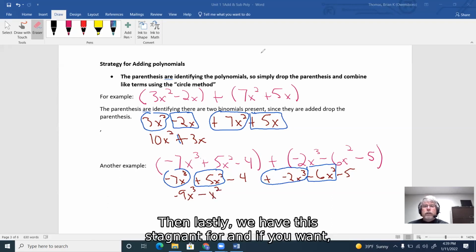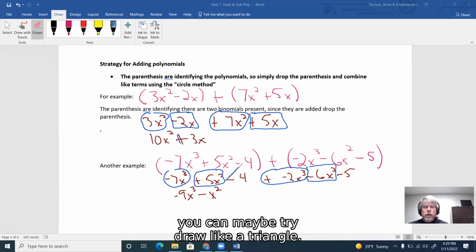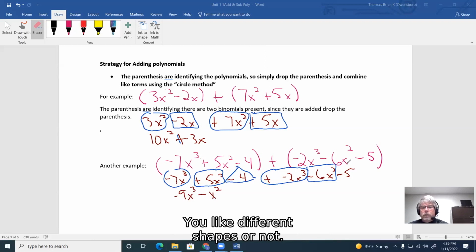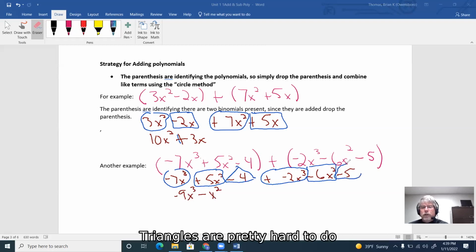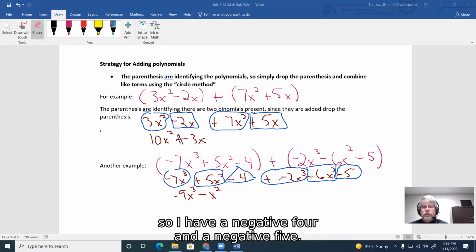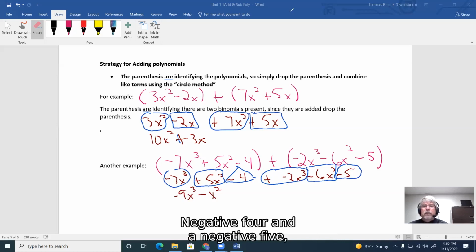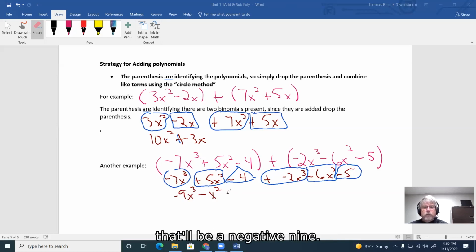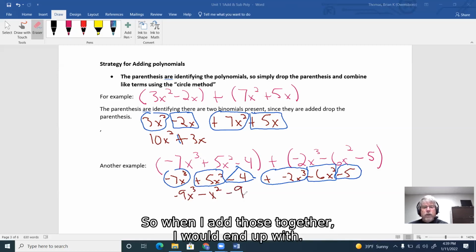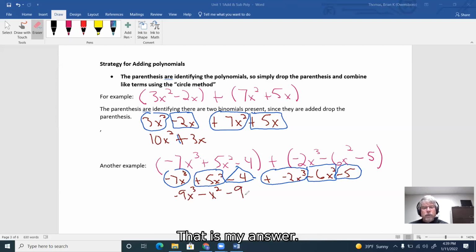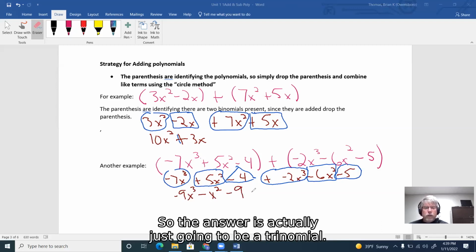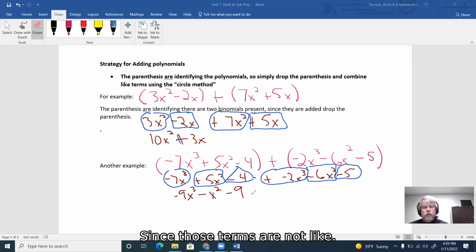And then lastly, we have this negative 4. And if you want, you can maybe try to draw like a triangle. You like different shapes or not. Triangles are pretty hard to do. So I have a negative 4 and a negative 5. Negative 4 and a negative 5, that would be a negative 9. So when I add those together, I would end up with that as my answer. So the answer is actually just going to be a trinomial, since those terms are not like.